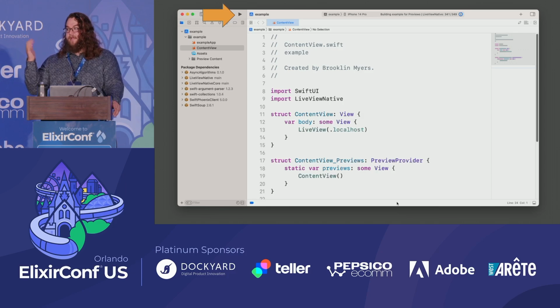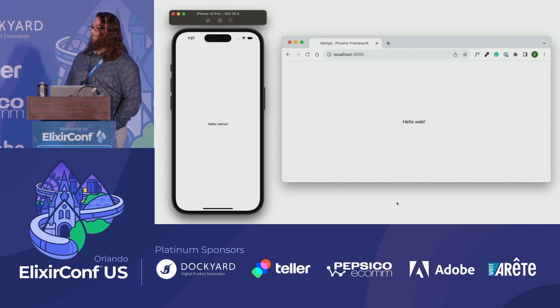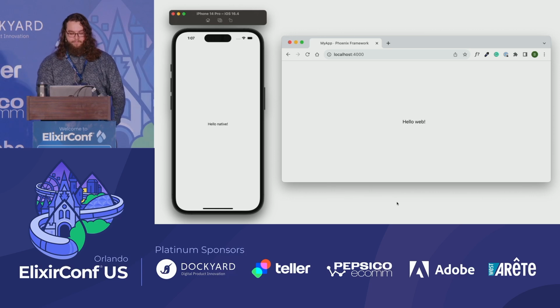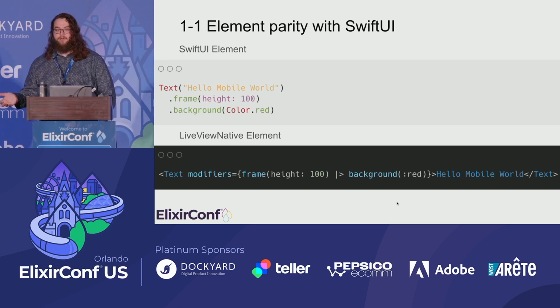And that's it. Now we're going to start up the iOS simulator and start the server. And there we go. We're building on web. We're building on native. As mentioned, there's one-to-one element parity with SwiftUI. So if you're looking at SwiftUI code, you can translate it into LiveViewNative.